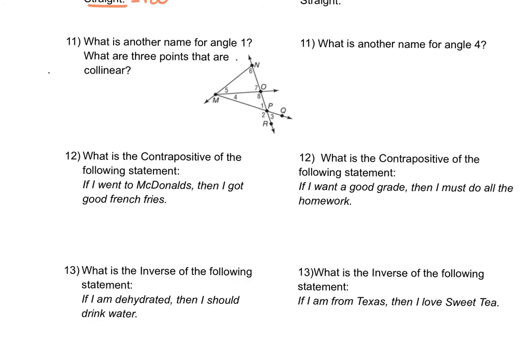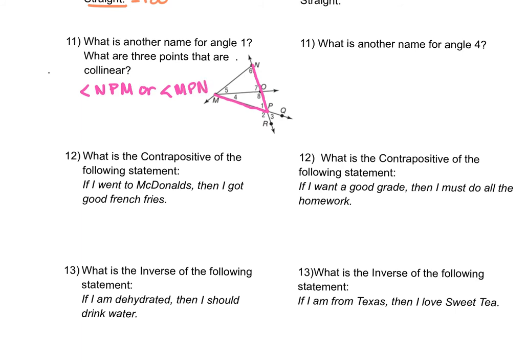All right, number 11 wants another name for angle 1. So that means we need the vertex of our angle to be where the 1 is. So I've highlighted that in pink. So we need to name it by 3 points that are on that line with the vertex being in the middle of that point as we name it. So we can name this angle NPN or angle MPN.